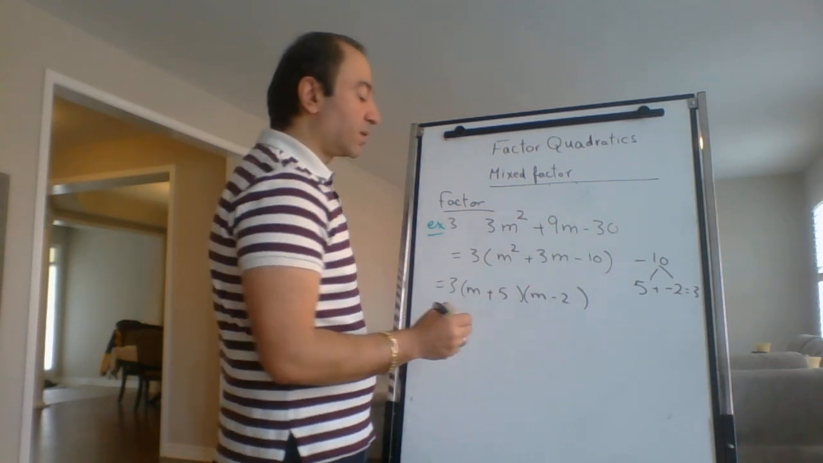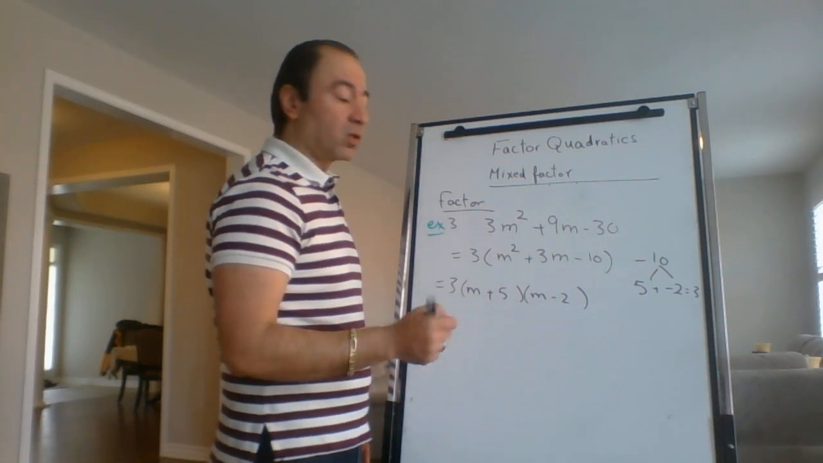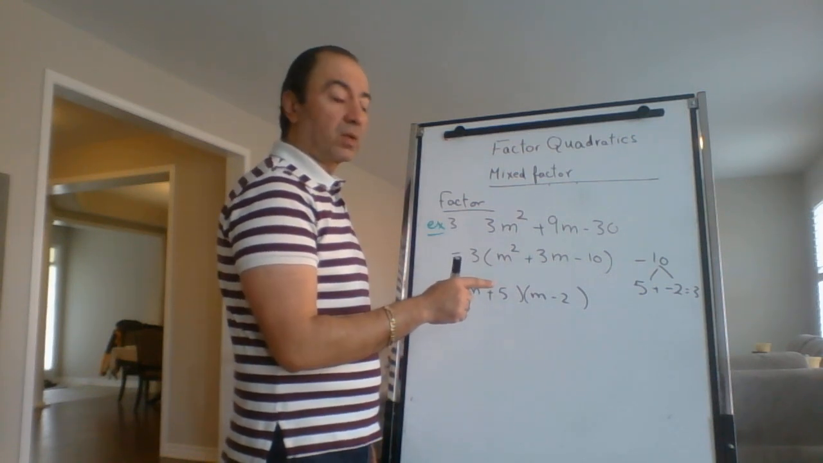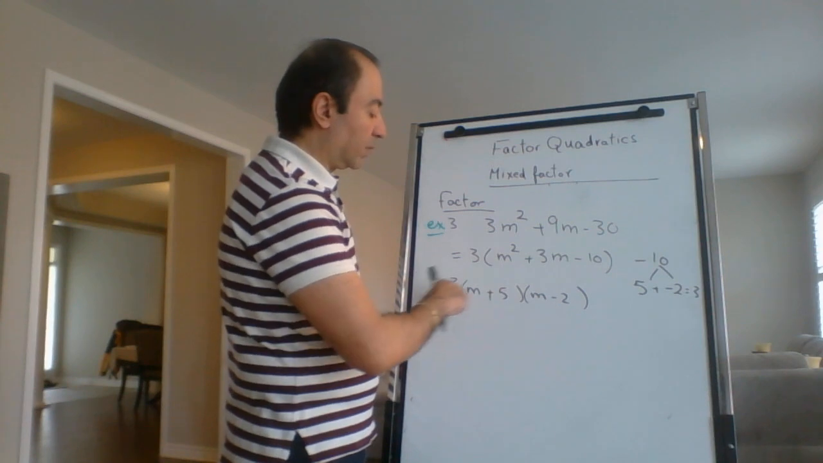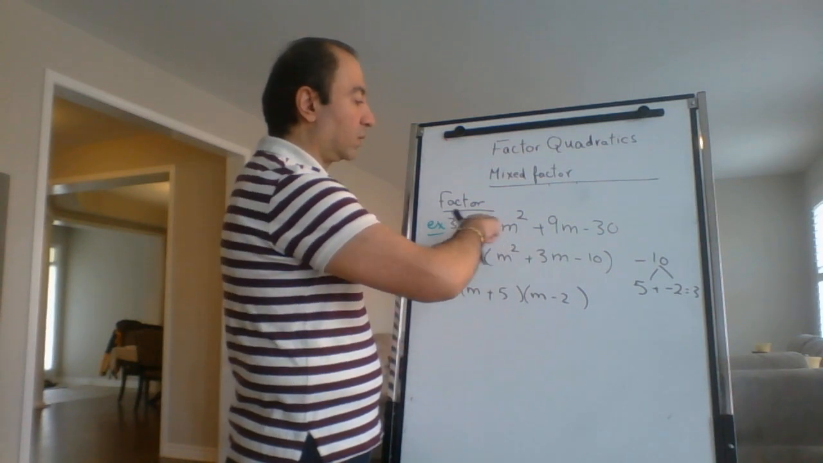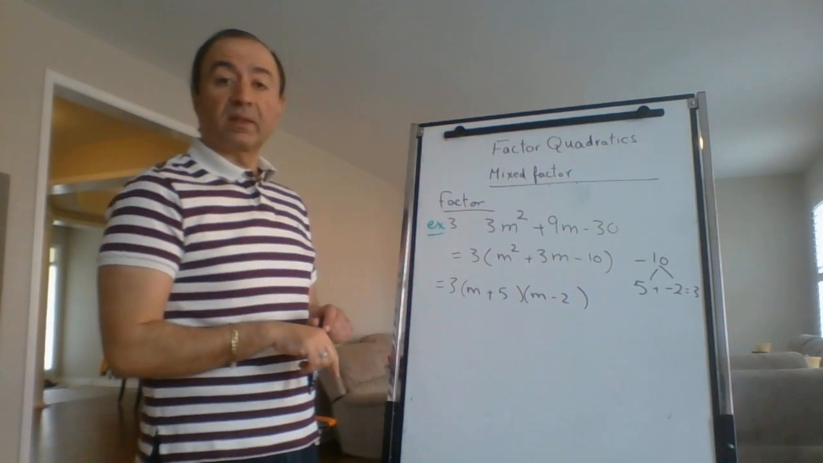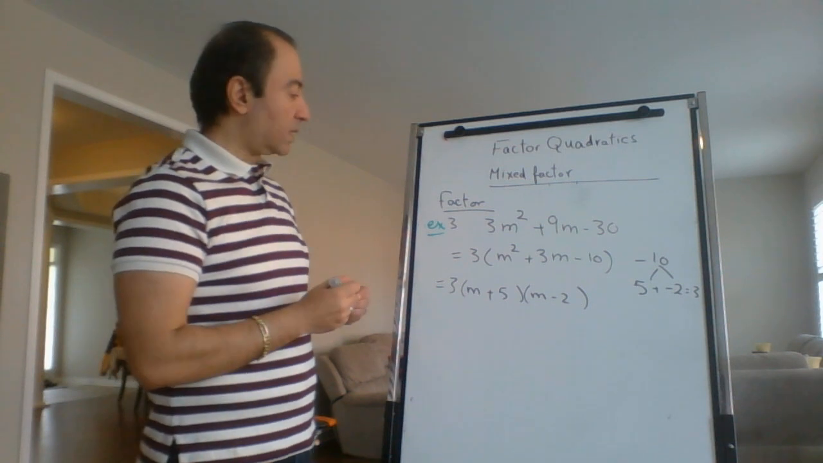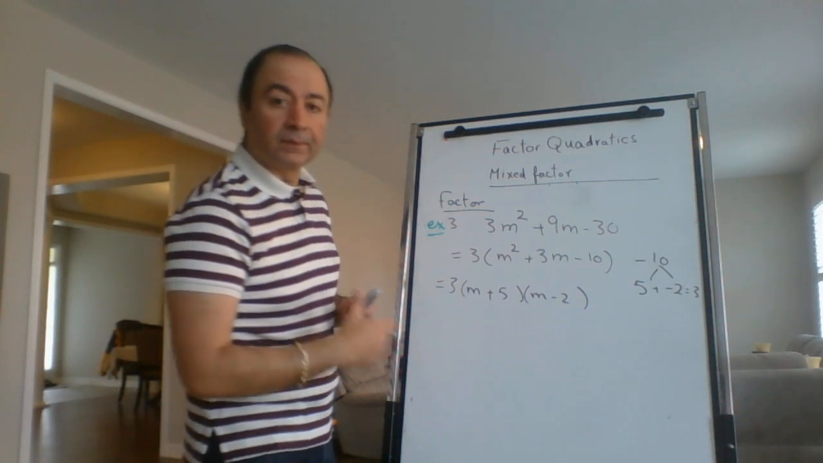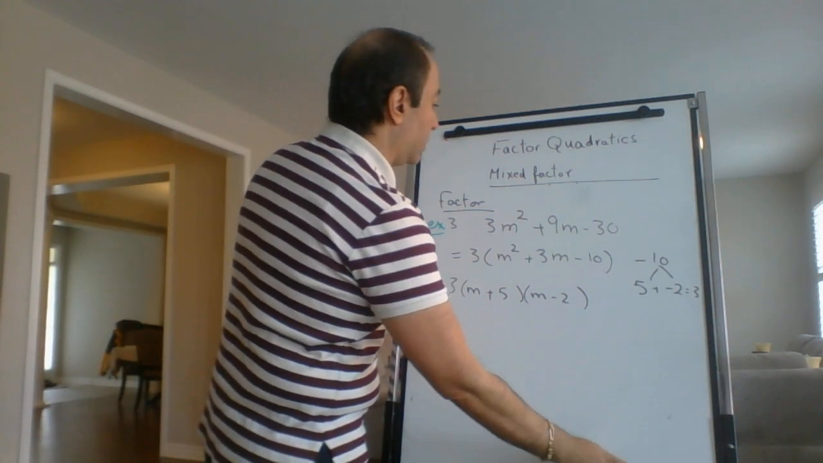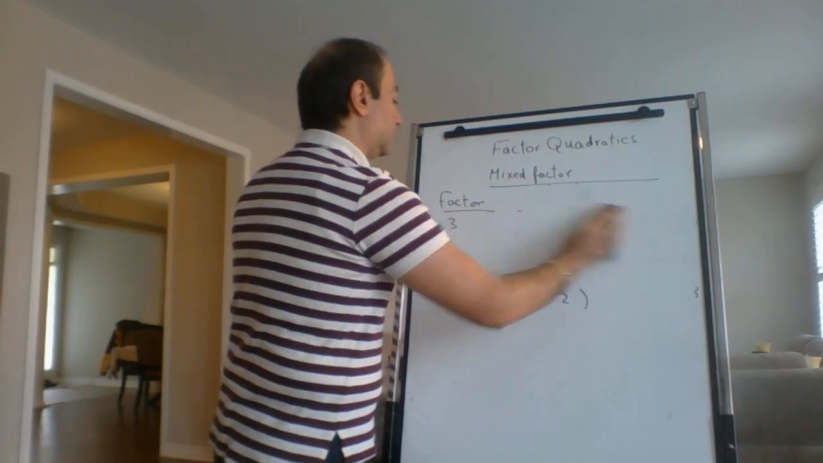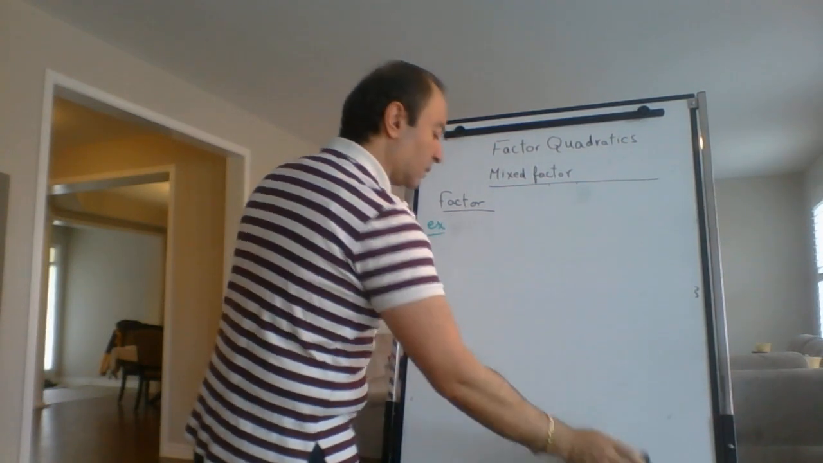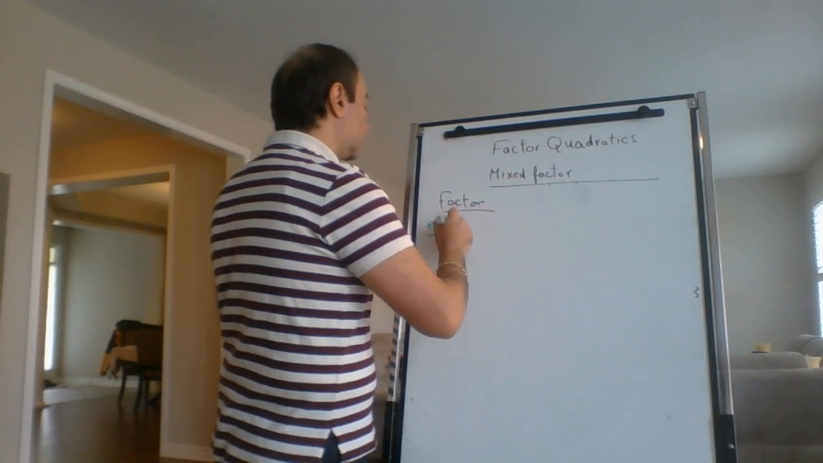Always check your answers. Like in today's homework, when you want to see if you're right or wrong, you FOIL and multiply by 3 and see if you get back to the original. Right? So this is example 3. Example 4.